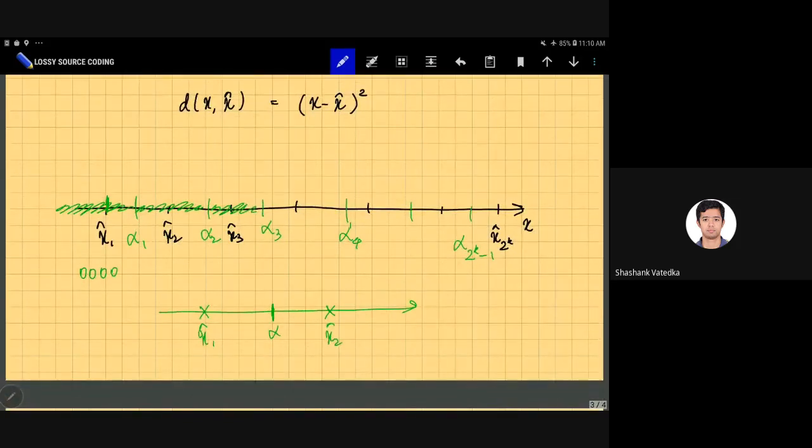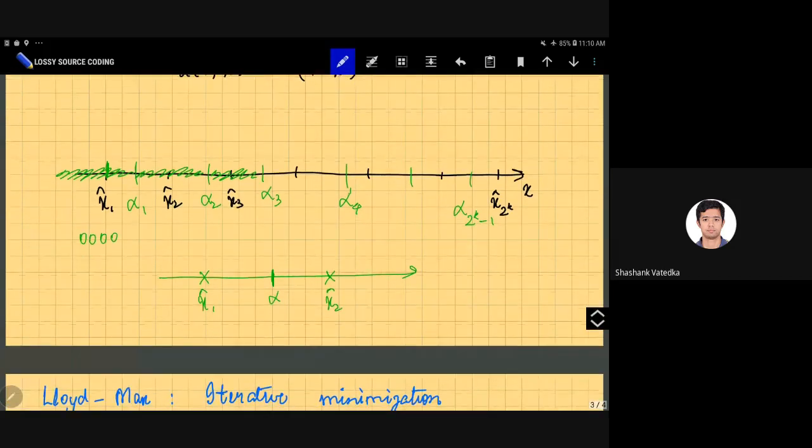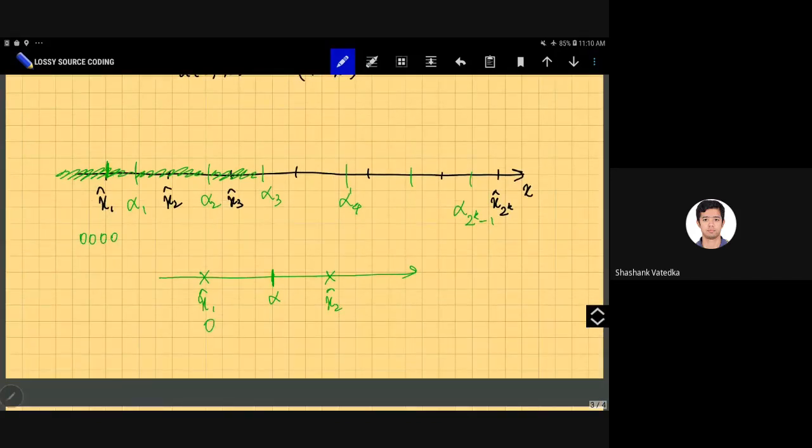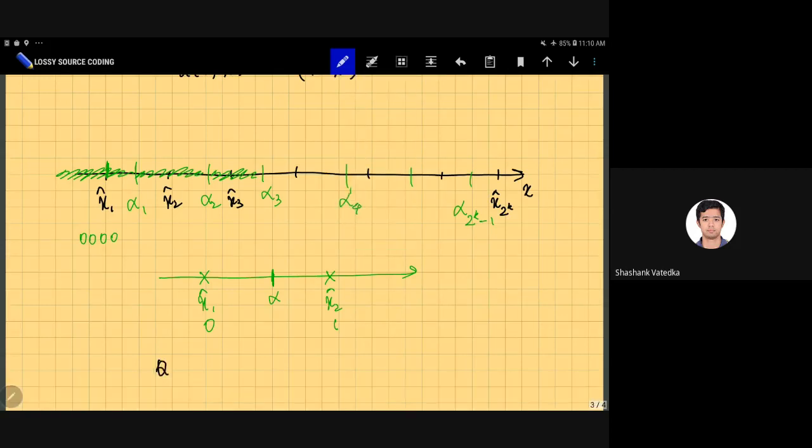Right? So if x is between minus infinity and alpha, that is, if x is less than alpha, then q of x is going to be bit 0, and if it is greater than alpha, q of x is going to be 1. So q of x is 0 if x is less than alpha, and 1 if x is greater than alpha.